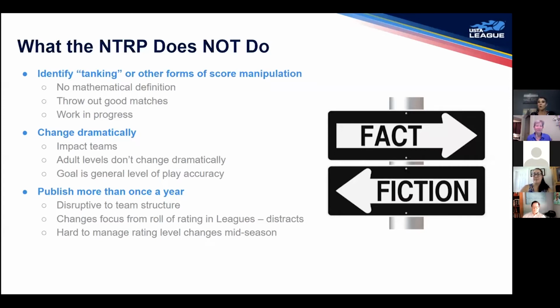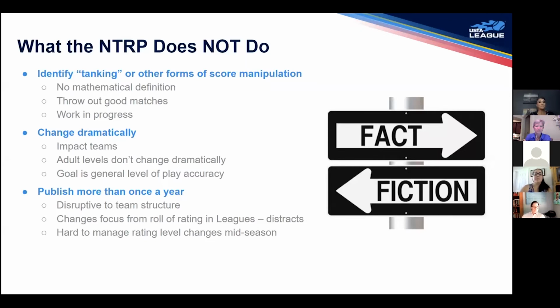The reason we don't throw out those matches is because we don't know which ones they are. There is no mathematical definition of a tanked match. If we tried to create a mathematical definition, we would invariably throw out good matches, and we certainly don't want to do that. It is a work in progress. We are always analyzing the data, always looking at match results to look for patterns that would enable us to perhaps handle mathematically defined tanked matches differently. There's just not enough consistency in the definition mathematically of a tanked match. So that's why those are not thrown out today.